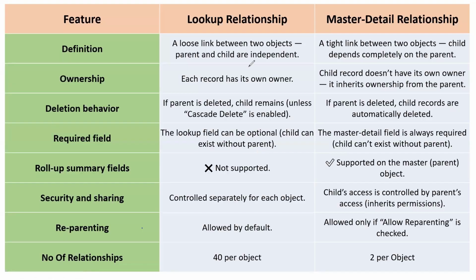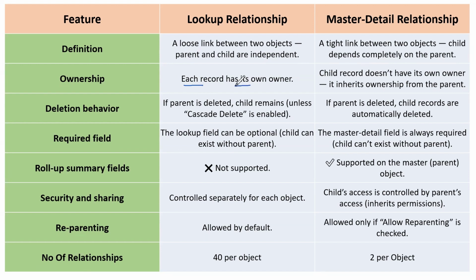So, a lookup relationship is a loose link between the two objects where parent and child are independent. In case of master detail relationship, it is the opposite. There's a tight link between the two objects and the child is totally dependent on the master. Okay, moving ahead.